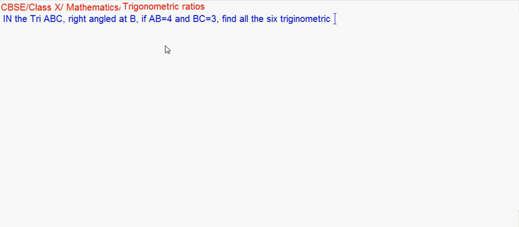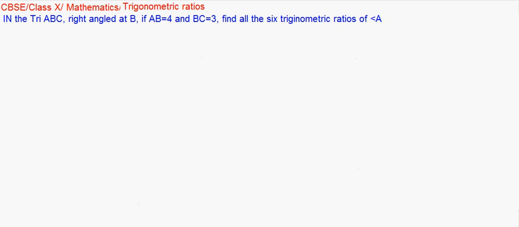In the triangle ABC, it's right angled at B. If AB is equal to 4 and BC is equal to 3, find all the 6 trigonometric ratios of angle A. So let's draw the figure accordingly.